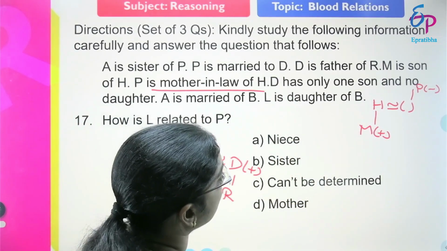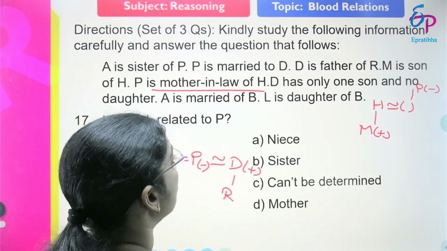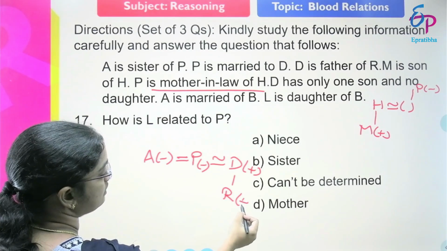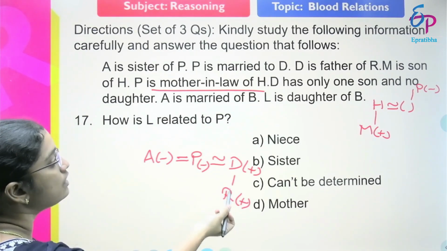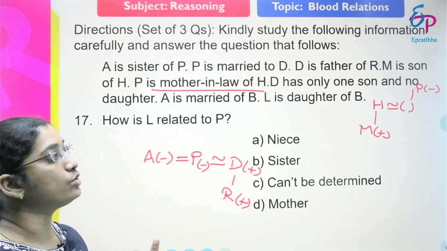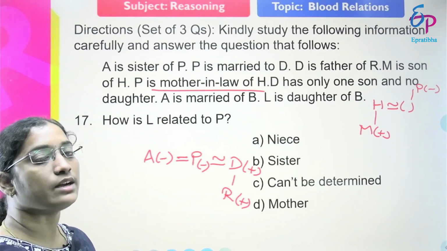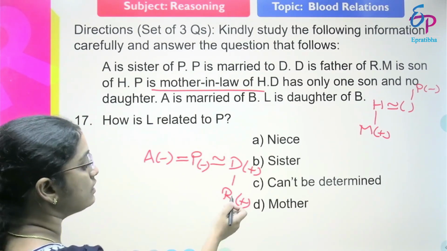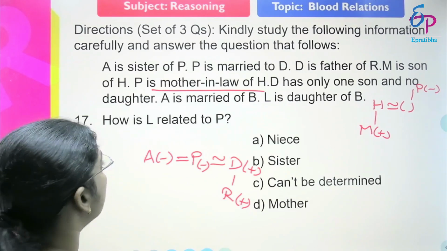Then D has only one son and no daughter. That means definitely this child, we are already taking one child for D. So the information is D has only one son and no daughter, which means only one child is there and the child's gender is male, right? So D's child, the son, is R.